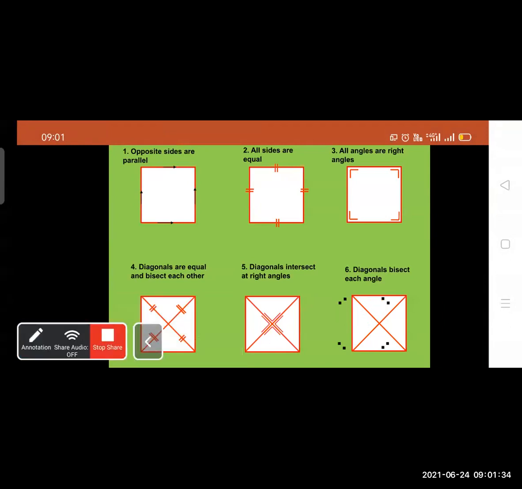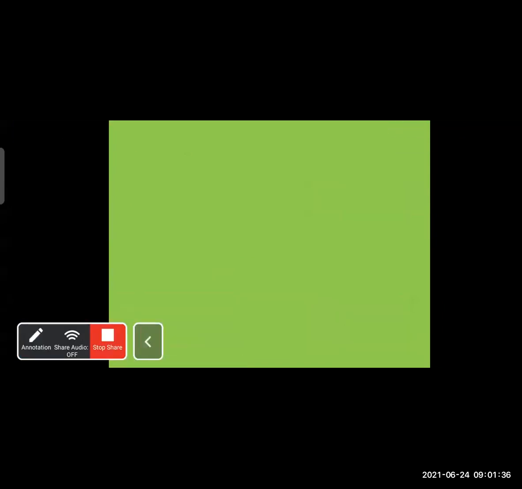Now the second 2D shape of the quadrilateral is the rectangle. In a rectangle, opposite sides are parallel. Second, opposite sides are equal. They are parallel and equal.